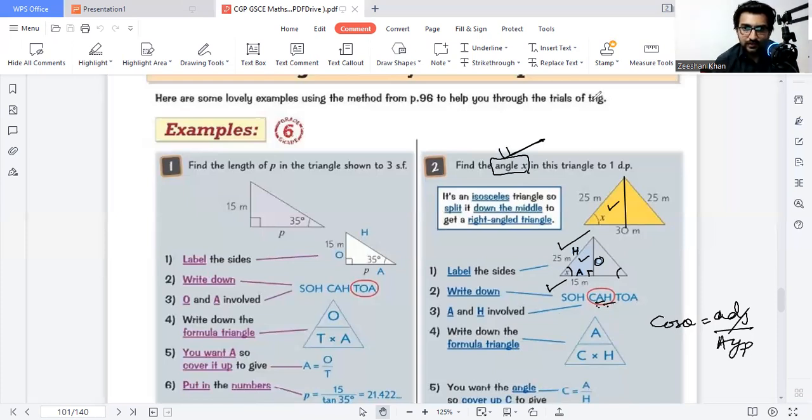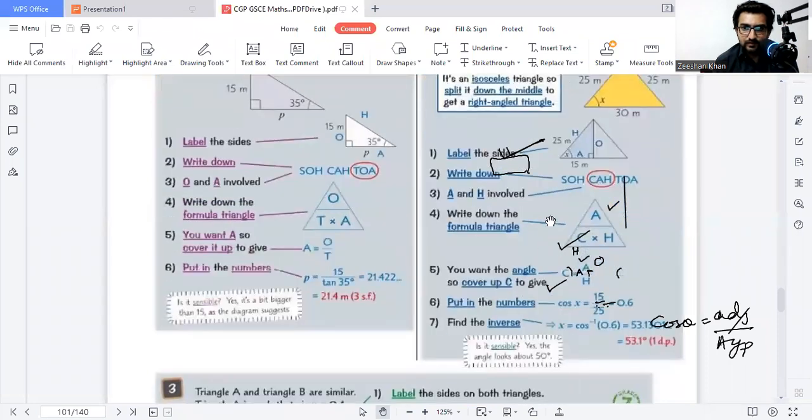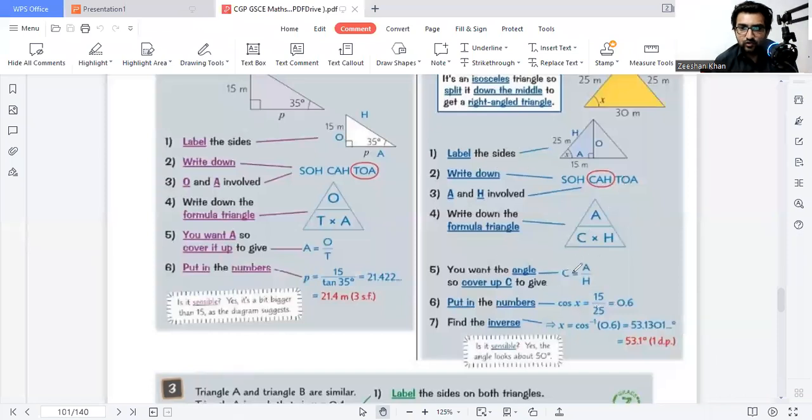So let's see here. Let me erase this. It means cos is equal to adjacent by hypotenuse. So cos x is equal to adjacent was 15 and hypotenuse was 25. So 15 by 25 is equal to 0.6. Cos x is equal to 0.6. Now we need to find out x. So therefore you will shift this cos to the other side. So it will become cos inverse.